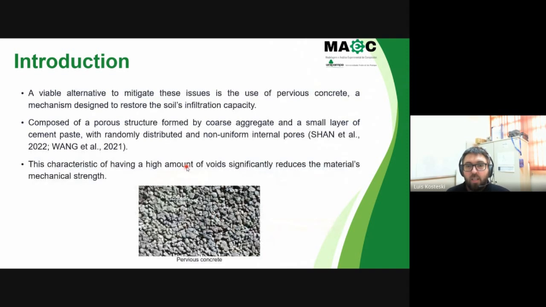Then we see that a viable alternative to mitigate these issues is the use of pervious concrete as a mechanism to restore the soil infiltration capacity. This pervious concrete is composed of a porous structure formed by a coarser aggregate and a small layer of cement paste. The pores are non-uniformly distributed along the material. This characteristic, the high amount of voids, significantly reduces the material's mechanical strength.